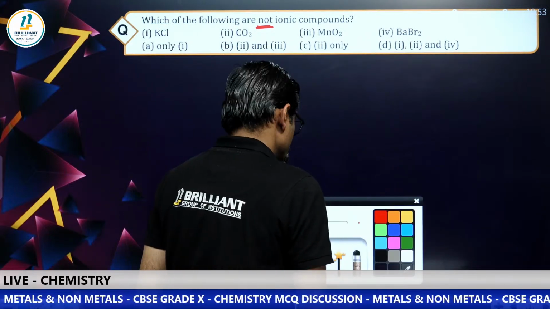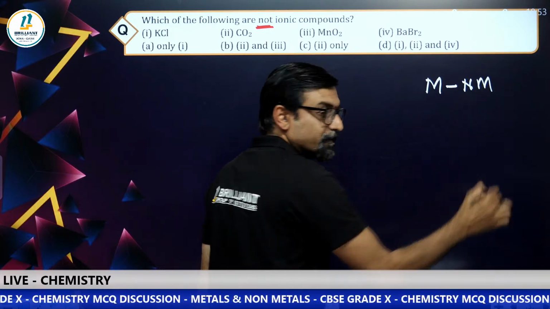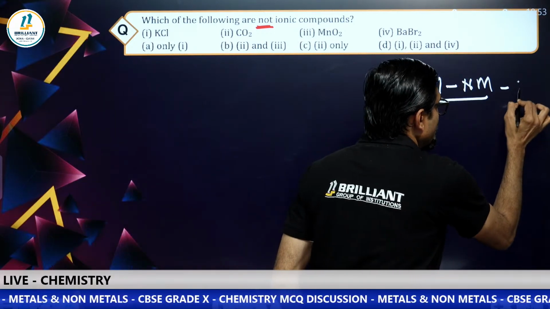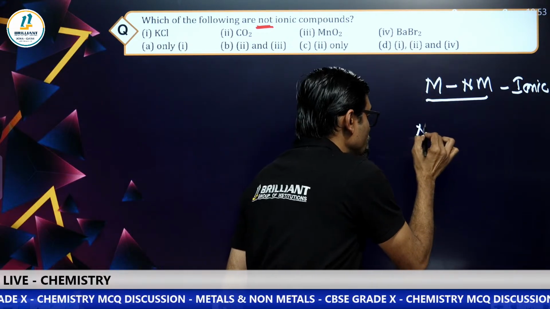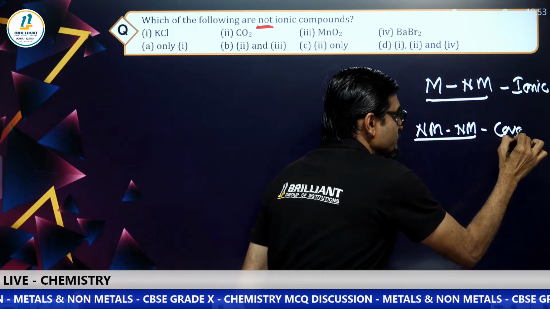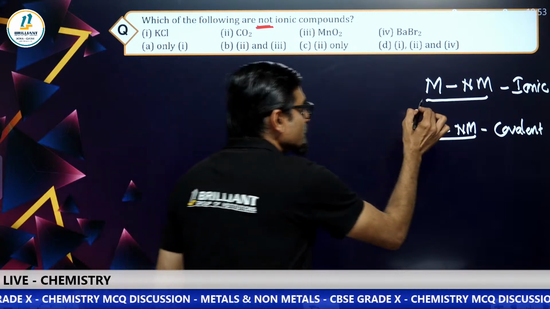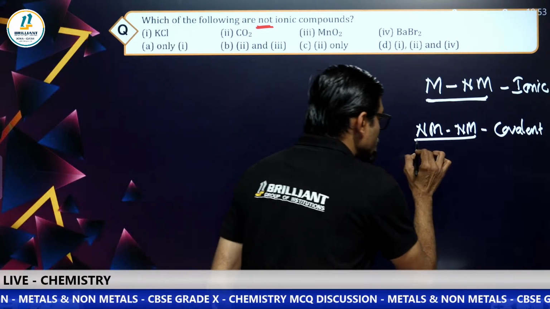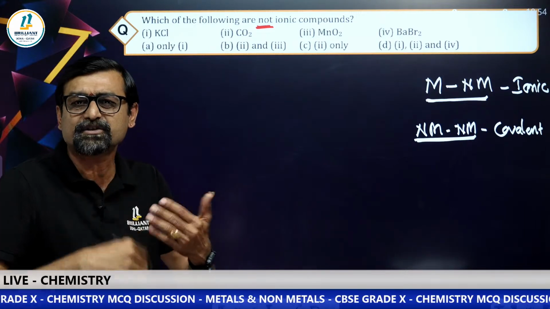So here, what did we see? We have seen that whenever a metal combines with a non-metal, we will be getting an ionic bond. Whereas when two non-metals interact with each other, we will be getting a covalent bond, that means a non-ionic bond. So a metal with a non-metal gives an ionic bond, whereas non-metal to non-metal gives a covalent bond. Let us go back and find out what is actually an ionic bond.